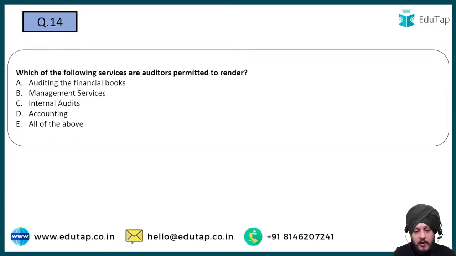Now moving on to question number 14. Which of the following services are auditors permitted to render? Which of the following services are auditors permitted to render? So option A, auditing the financial books. Option B, management services. Option C, internal audits. Option D, accounting. And option E, all of the above.